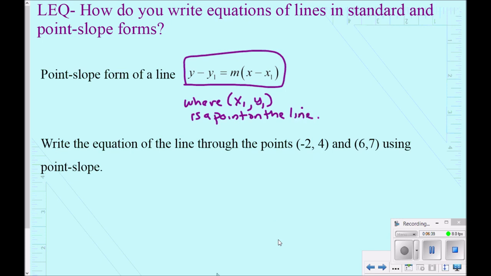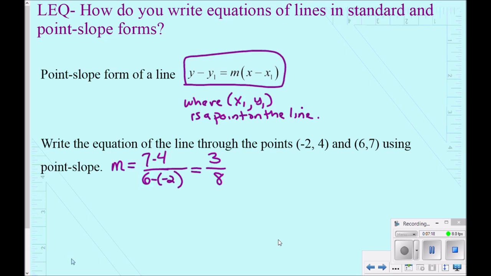So if I have 2 points, like I do in this example, -2, 4, and 6, 7, and I want to write them in point slope form, the first thing I'm going to have to do is figure out m, the slope, because I need to substitute that into the equation. So let's calculate the slope. We know slope is change in y divided by change in x. So 7 minus 4 over 6 minus -2 simplifies to 3 over 8. So 3/8 is the slope.